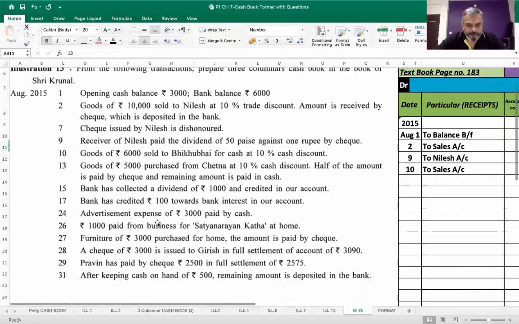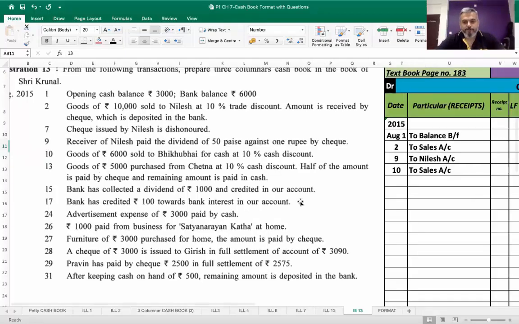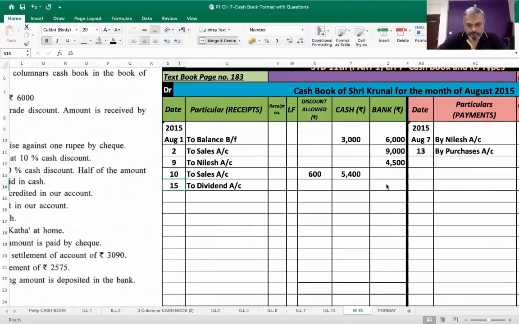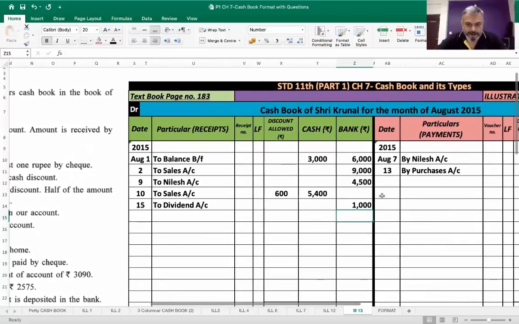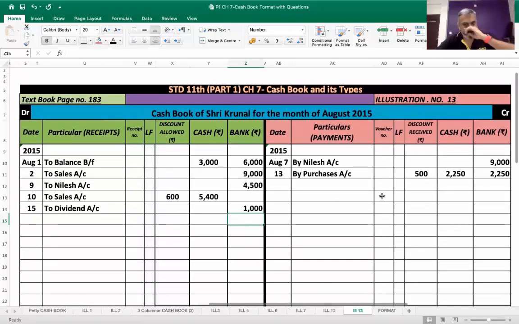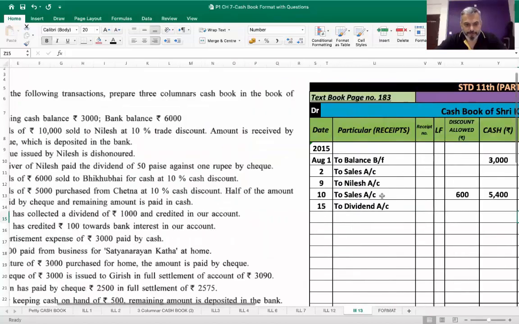Now, goods, sorry, we did goods of 5,000. Now 15. Bank has collected a dividend of 1,000 and credited it in our account. So the bank collected the dividend. So receipt side, 15, to dividend account, 1,000. So our bank balance has increased, so receipt side, bank column. The bank has credited, collected, so our bank balance has increased. So in our books, we will record this amount on the receipt side in the bank column.